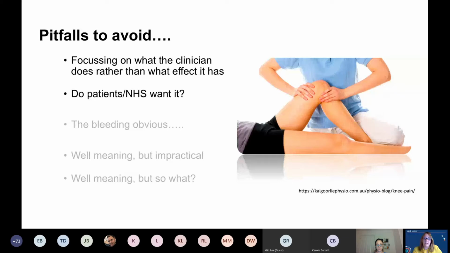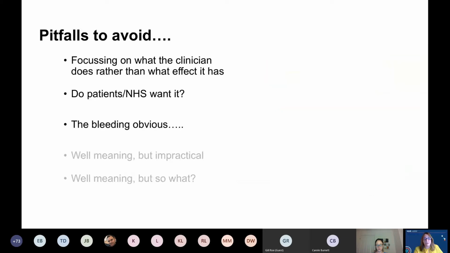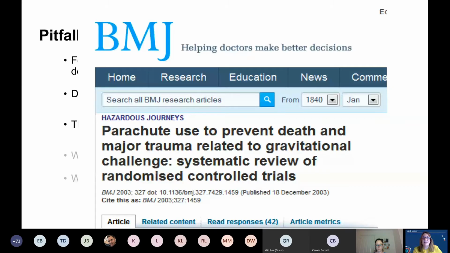The other thing is just the bleeding obvious, and the BMJ do a series around Christmas each year, where they have not fake articles, but articles that are probably a little bit more on the interesting side. One of my favourites was what actually happens to teaspoons within an academic institution.